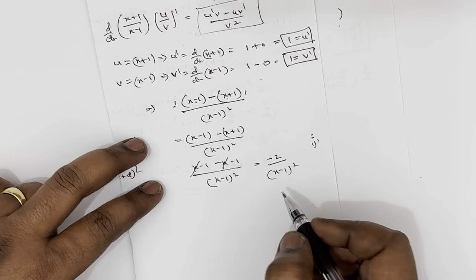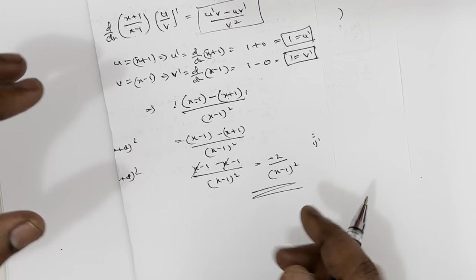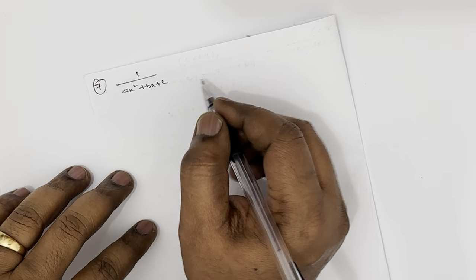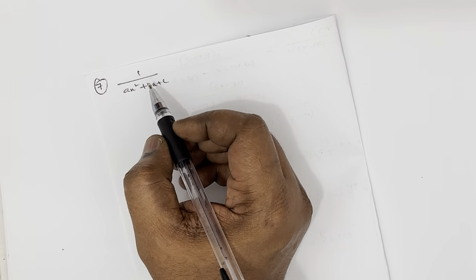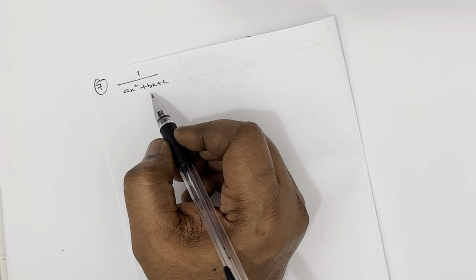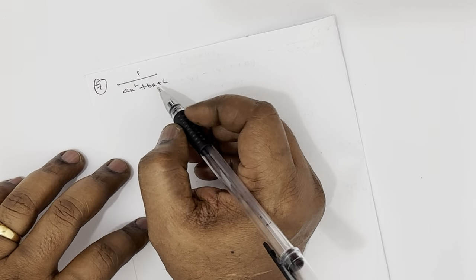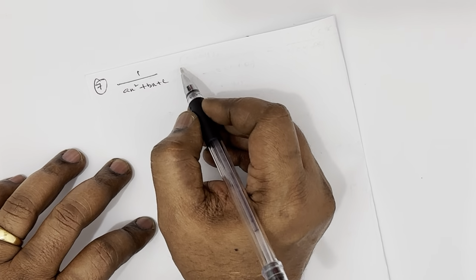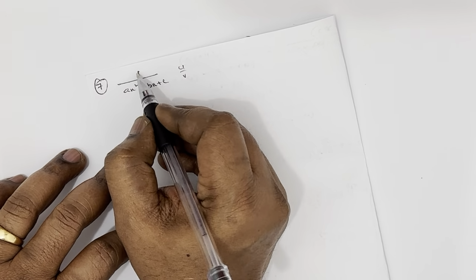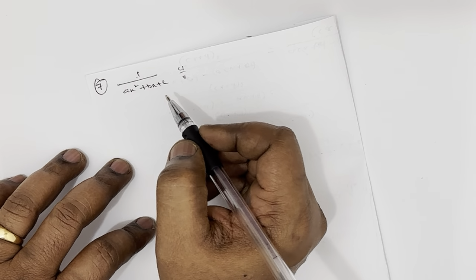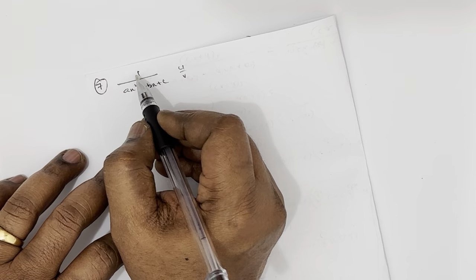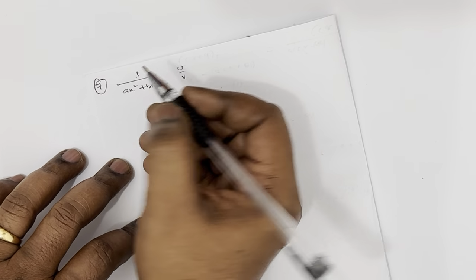Okay, so this is the answer. Okay, now let's do the next one, that is the seventh one, which is 1 upon ax square plus bx plus c. Now you see, this also can be differentiated using the u upon v method, considering this to be u and this to be v. Okay, but you see here it's just a constant, we don't have any x functions or any variables of x.